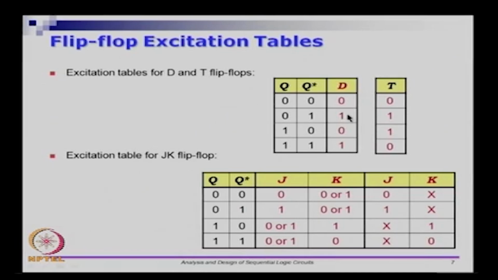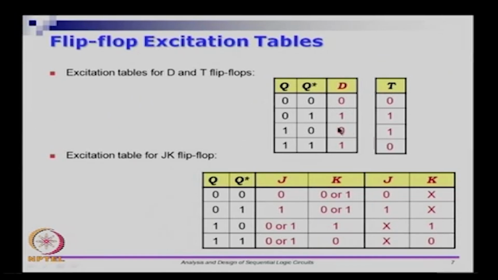So, that is this value here. Similarly, since D is just a delay flip flop, whatever is present in the input will come as the next state. So, you can just copy the next state, that should be the input. So, that is one way to look at the D flip flop.